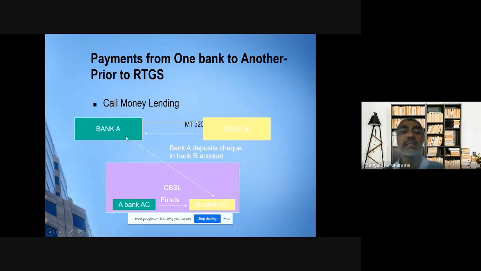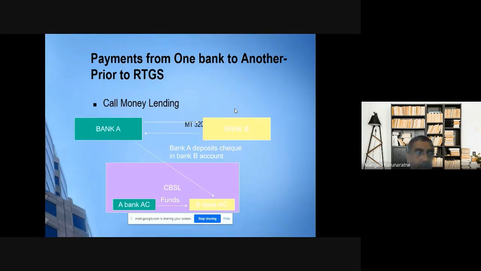So here I think it's clear now. Bank A and Bank B are there, right? So what happens? Bank A deposits a check in Bank B's account. So Bank A wants to send a fund transfer to Bank B, right? Call money lending. So they exchange an MT320 Swift message. This Swift message is a confirmation message. So it goes through Swift. That Swift messaging was available, but prior to RTGS, as I explained earlier, Bank A will deposit a check to Bank B's account with central bank.